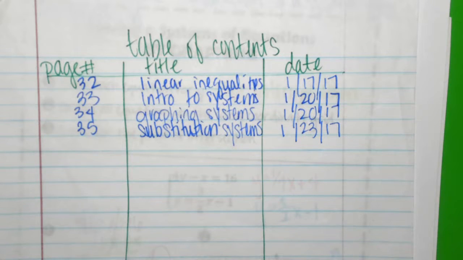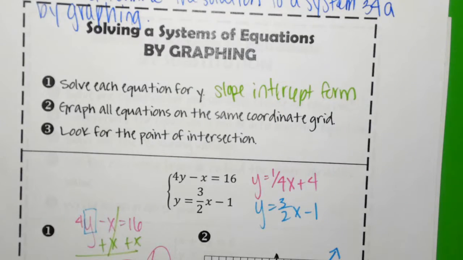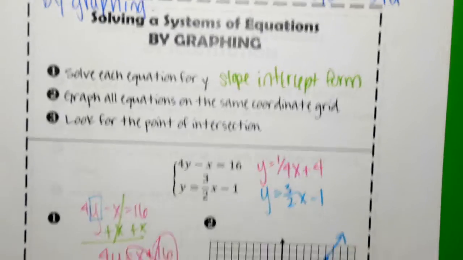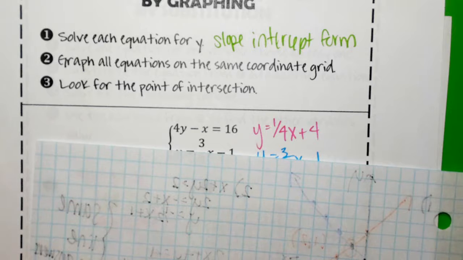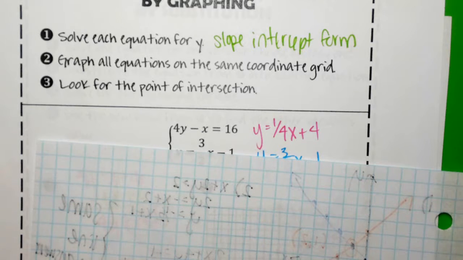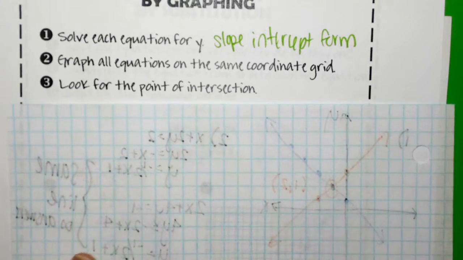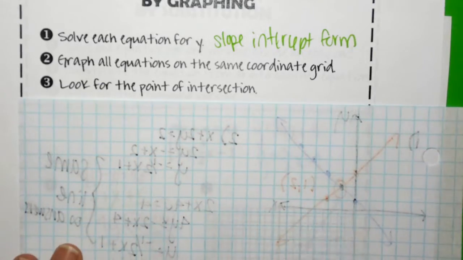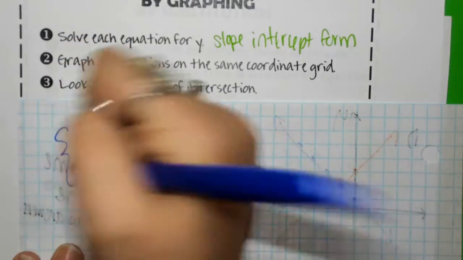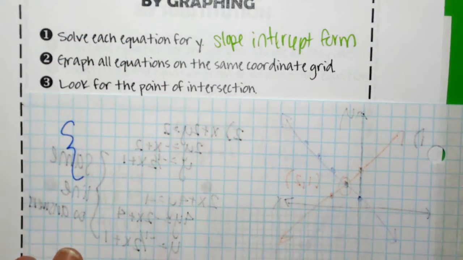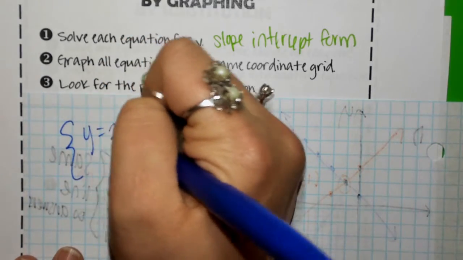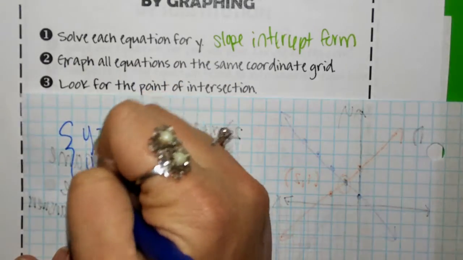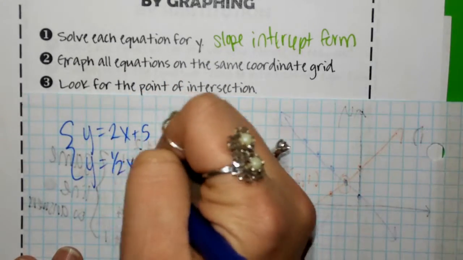All right, we are going to practice one that is graphing. Now, your graphing gives you 3 steps. The first one was to make sure they are in slope-intercept form. The second step is graph on the same coordinate grid. And the third is look for the point of intersection because that's the solution. So if I said I have y equals 2x plus 5 and y equals 1/2 x minus 3.